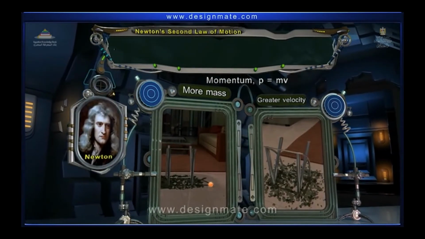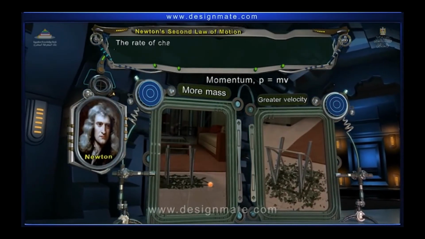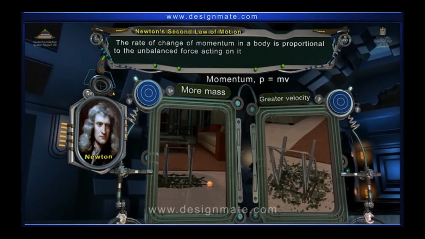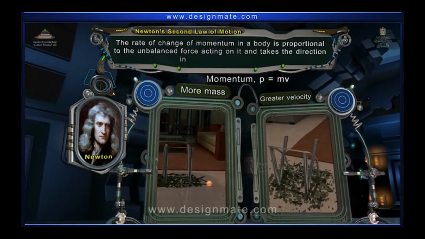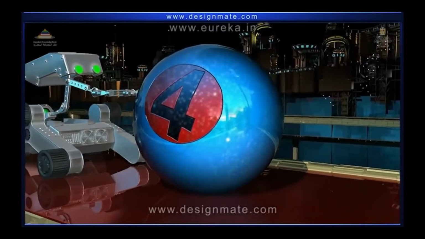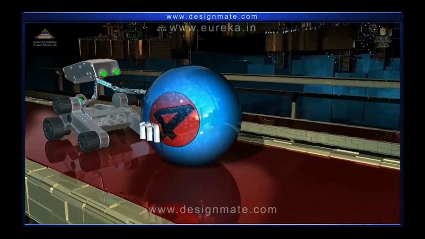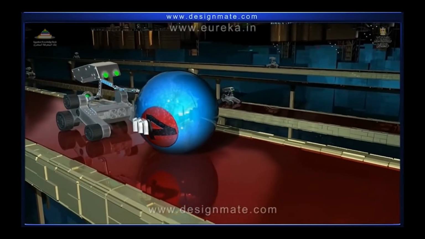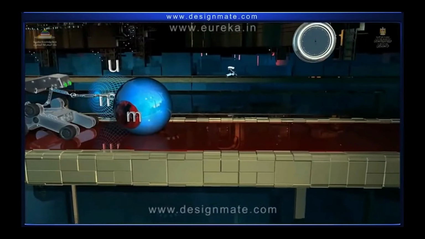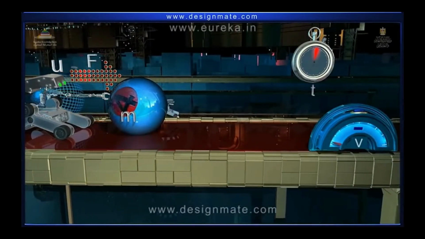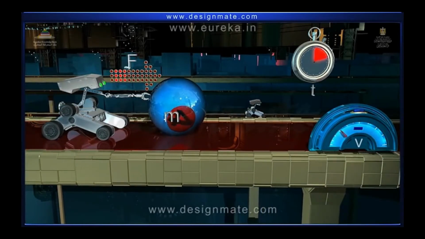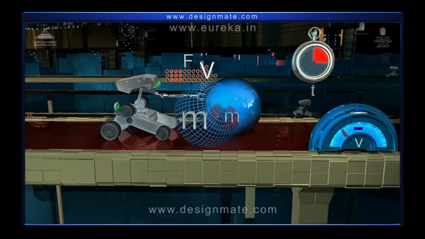Newton's second law of motion states that the rate of change of momentum in a body is proportional to the unbalanced force acting on it and takes the direction in which the force acts. Consider an object having mass, m, which is moving along a straight line. Its initial velocity is u. Now a constant force, F, acts on the object, which is uniformly accelerated. After time, t, its final velocity is v.